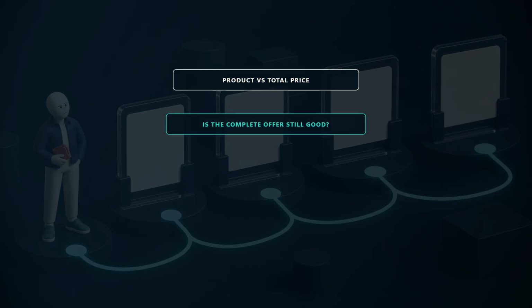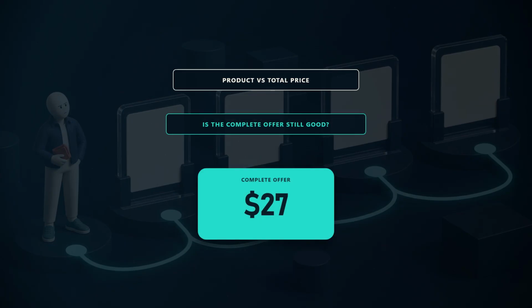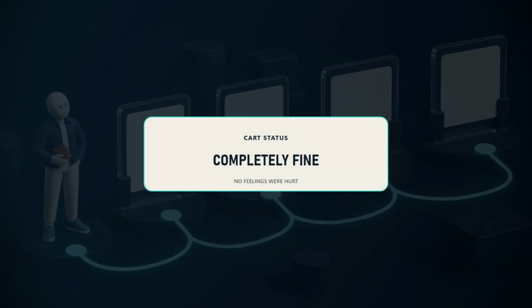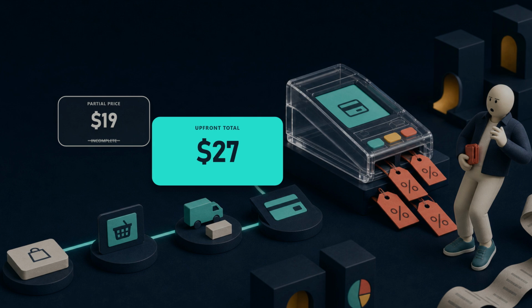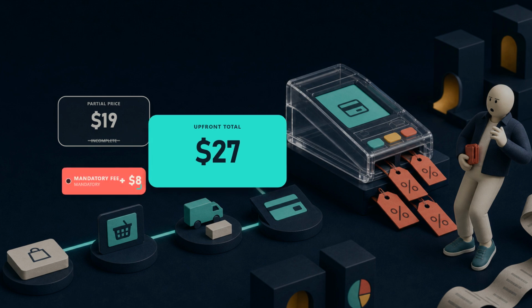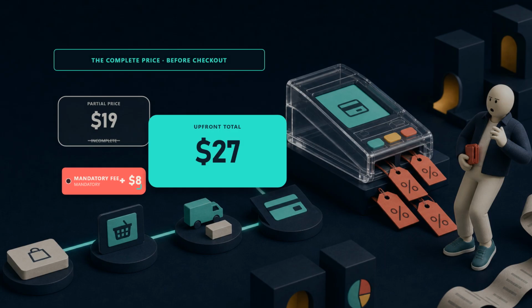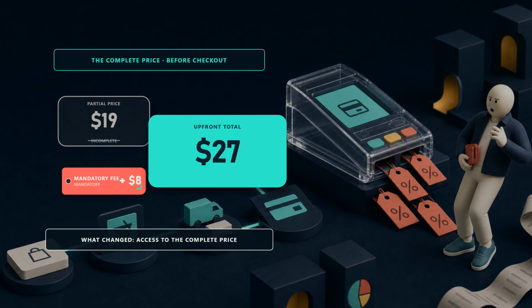Do not ask whether the added fee is small enough to tolerate. Ask whether the complete offer is still good. Your card has no feelings. It will recover. So when $19 becomes $27 at the final screen, the price may not have changed at all. What changed was your access to the complete price.